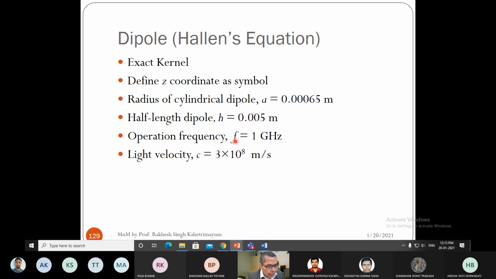Then the operating frequency is around 1 GHz. We are not working at megahertz frequency, we are working at gigahertz frequency, which is what we usually do for the analysis of microwave frequency antennas. So high frequency antennas, we are not going to consider the low frequency case. Usually we use antennas at high frequency because it has many advantages. Then the velocity of light, you all know, c is equal to 3 into 10 to the power 8 meter per second. All these constants you can define at the start of your program.